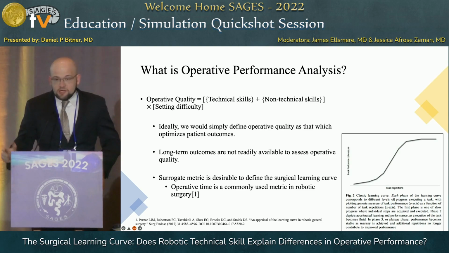So just to hash out a little bit about what I mean about operative performance analytics, ideally we would like to model whatever it is that is a quality surgery in a simple way. And the process should correspond to the results. The results obviously in medicine generally, or whatever the best patient outcomes are. But in general, the long-term outcomes aren't immediately available for learning curve analysis. What's done frequently is using operative time as a surrogate.